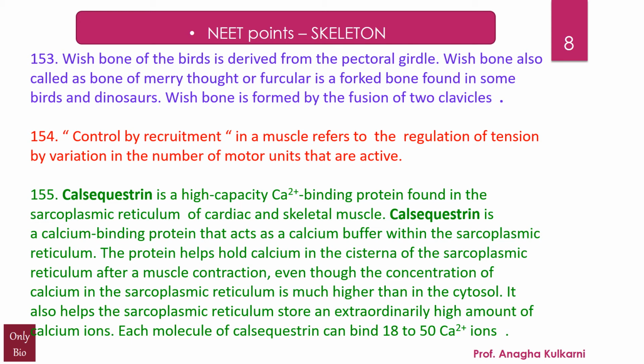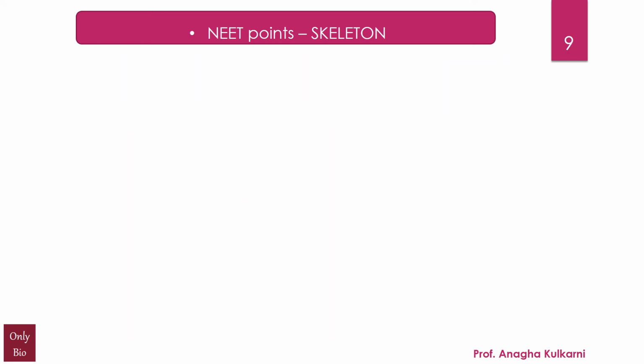Next, calsequestrin is a high-capacity calcium-binding protein found in the sarcoplasmic reticulum of cardiac and skeletal muscle. Calsequestrin acts as a calcium buffer within the sarcoplasmic reticulum. The protein helps hold calcium in the cisterna of the sarcoplasmic reticulum after a muscle contraction, even though the concentration of calcium in the sarcoplasmic reticulum is much higher than in the cytosol. It also helps the sarcoplasmic reticulum to store an extraordinarily high amount of calcium ions. Each molecule of calsequestrin can bind to 18 to 50 calcium ions.